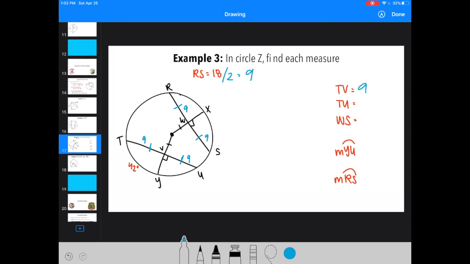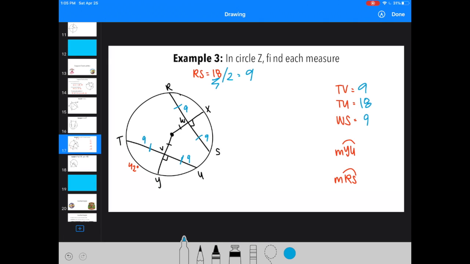TU is that whole chord, and our chords are congruent, so TU is going to be 18. I want to find WS. So WS is going to be equal to 9. All right, so our next thing to solve is for YU and RS.